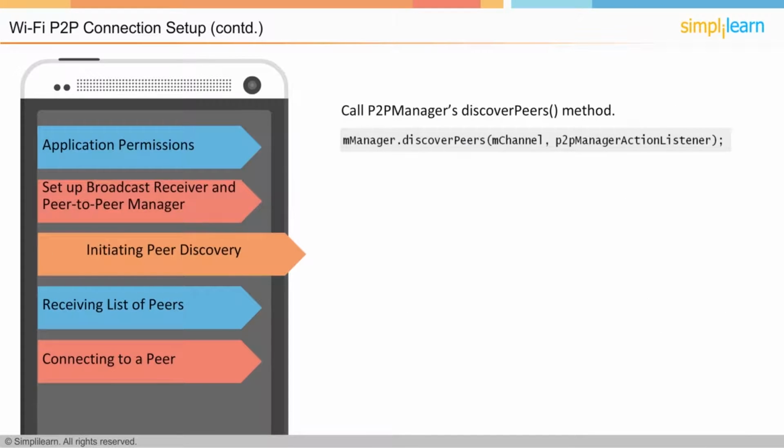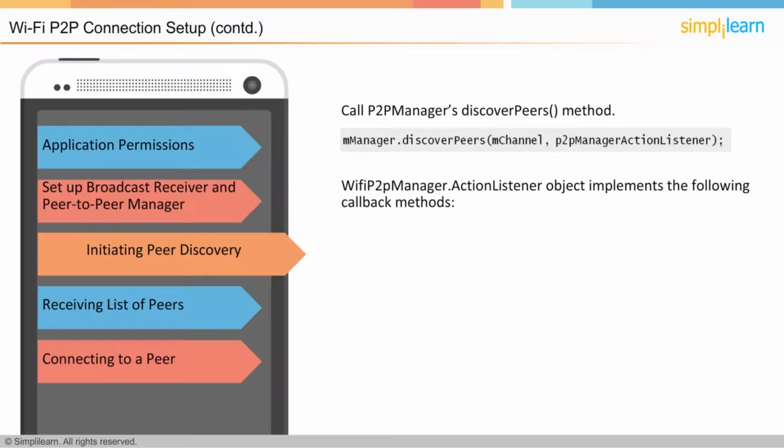Initiating peer discovery. To start searching for peer devices nearby, call P2P Manager's discoverPeers: mManager.discoverPeers(mChannel, P2P Manager ActionListener). mChannel is the Wi-Fi channel object received when you initialized the peer-to-peer manager. The ActionListener is the listener that implements methods using which the Android system tells our application if the peer discovery was successful or failed.